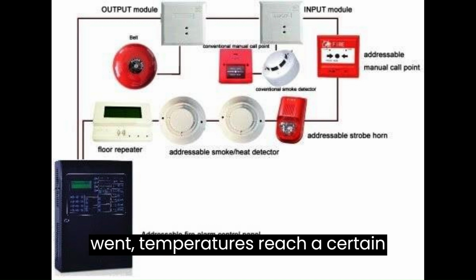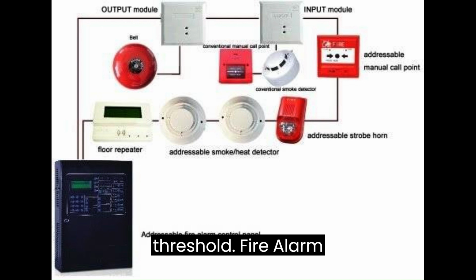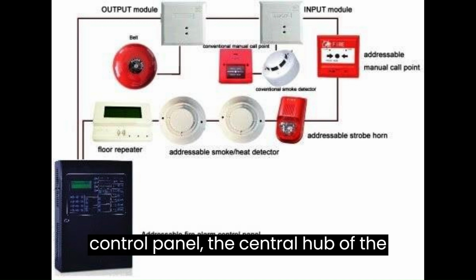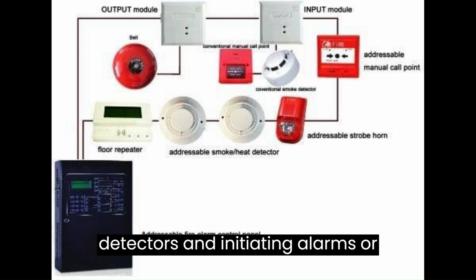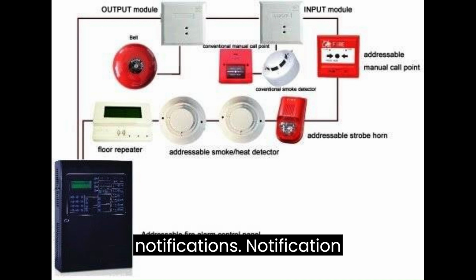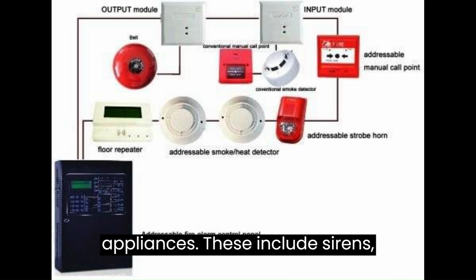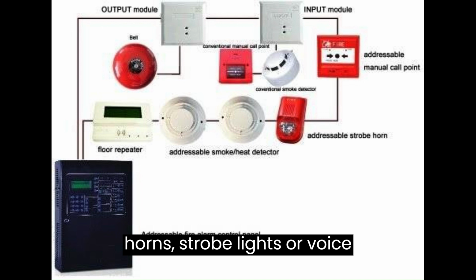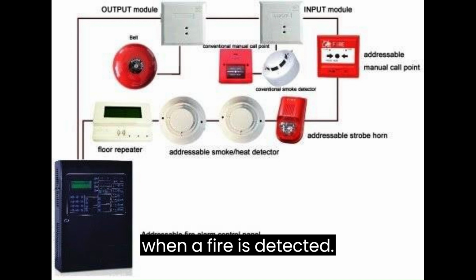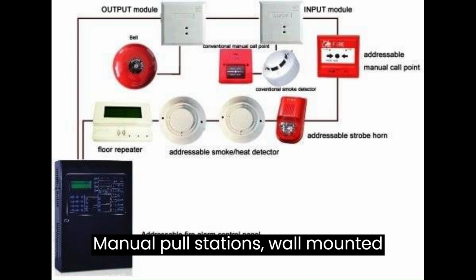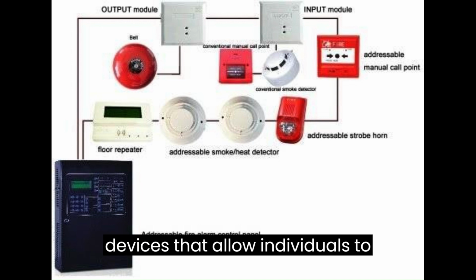Heat detectors sense rapid changes in temperature, signaling an alarm when temperatures reach a certain threshold. Fire alarm control panel, the central hub of the system, receiving signals from detectors and initiating alarms or notifications. Notification appliances include sirens, horns, strobe lights, or voice evacuation systems that alert occupants when a fire is detected. Manual pull stations are wall-mounted devices that allow individuals to manually activate the fire alarm in case of emergency.